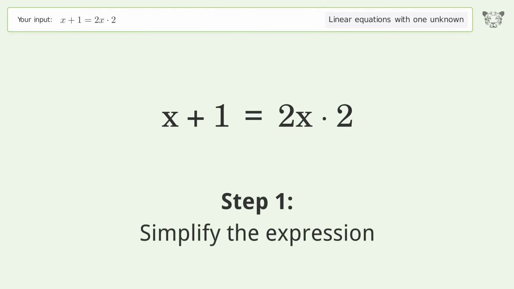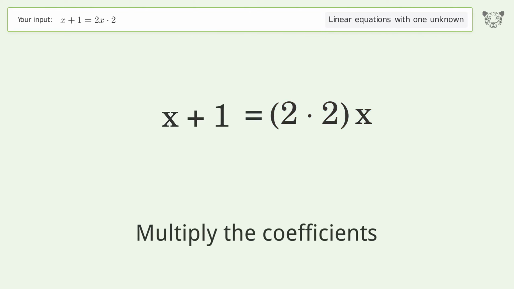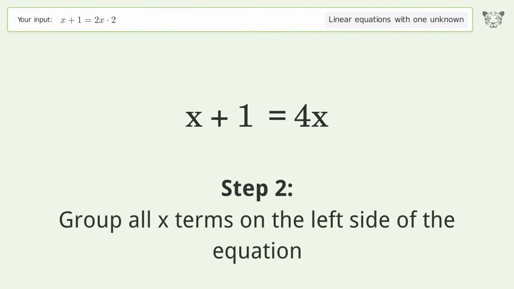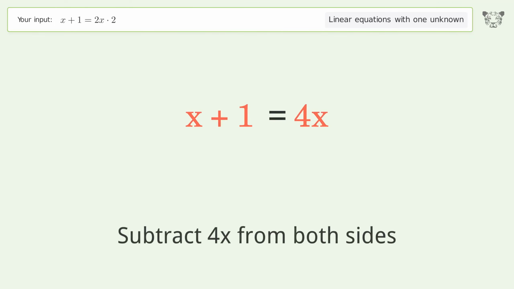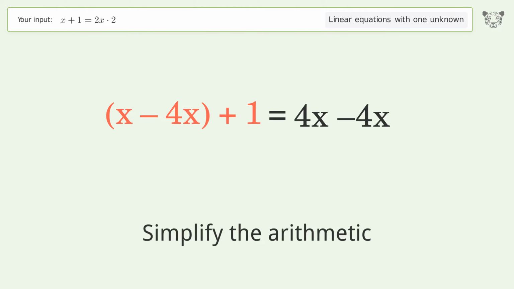Simplify the expression. Group like terms. Multiply the coefficients. Group all x terms on the left side of the equation. Subtract 4x from both sides. Group like terms. Simplify the arithmetic.